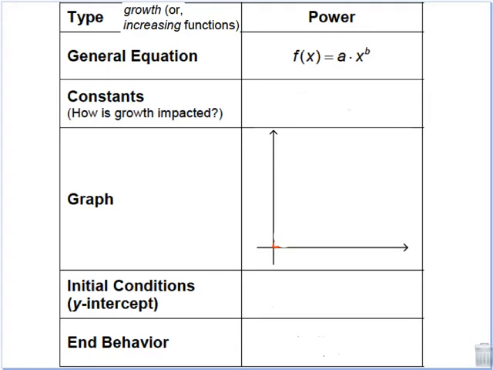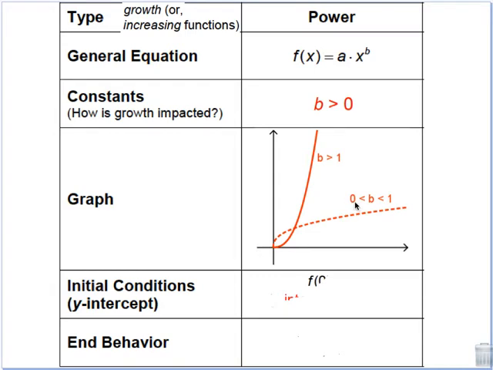Okay. So a couple of things: how do the constant terms, your a value and your b value, impact growth? Well, if b is greater than 0, so like a 1 or 2 or 3 or 4, whatever, then you're going to have what's called growth, or an increasing function. So there's two examples here. In this case, if your b value, your exponent, is greater than 1, then your graph is going to start here at the origin, and it's going to increase like this.